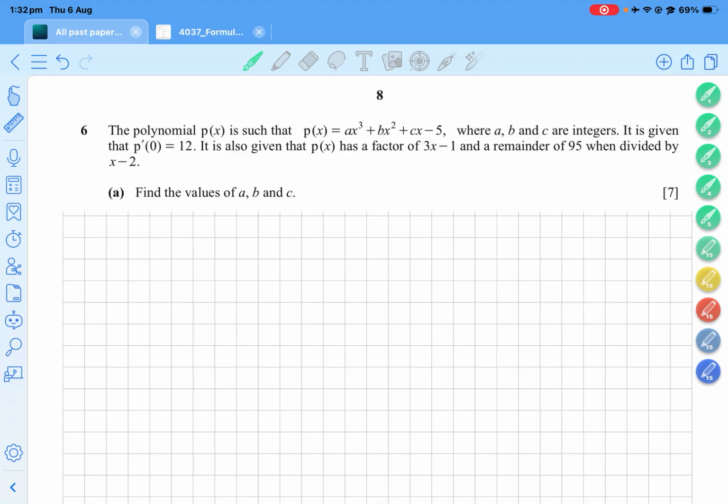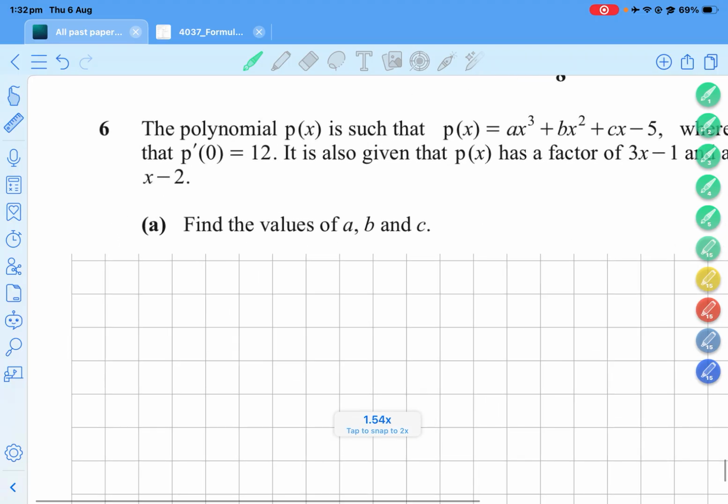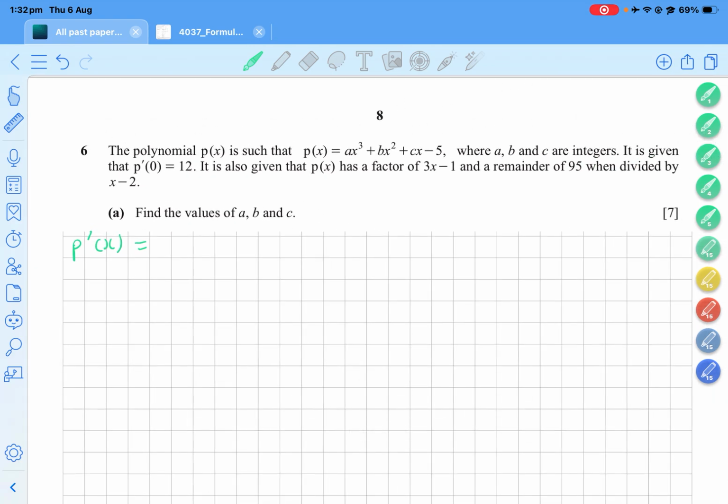So the polynomial, first things first, p prime of x is going to be 3ax squared, then bx differentiates to 2bx, and then cx differentiates to c.